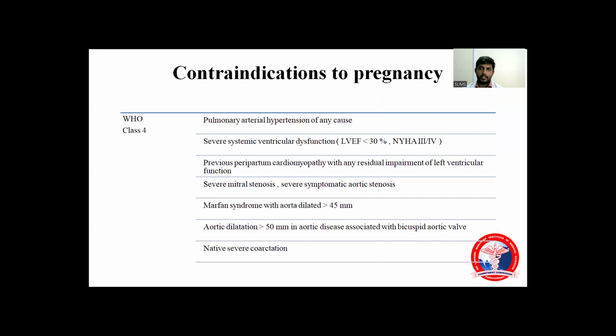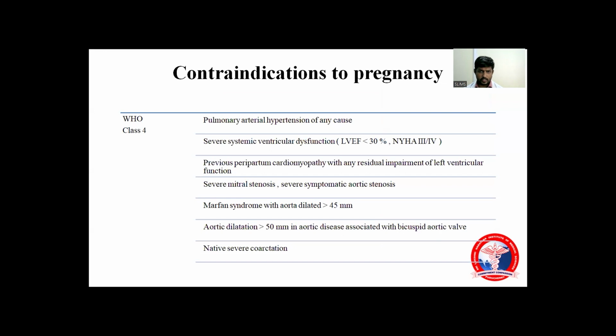So, what are the contraindications of pregnancy in a patient with heart disease? So, we know WHO classifies heart disease patients into four categories: one, two, three, and four. And WHO class 4 is contraindicated for pregnancy. So what are the disorders that come under WHO class 4?